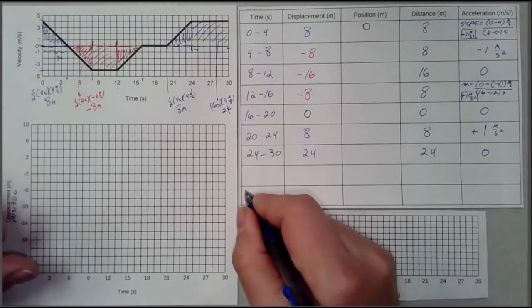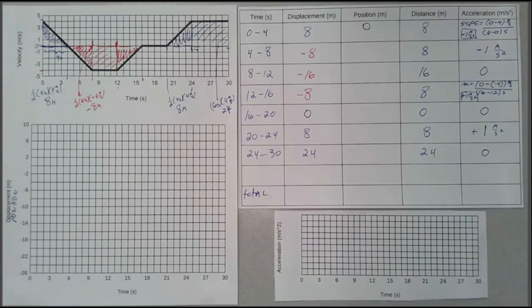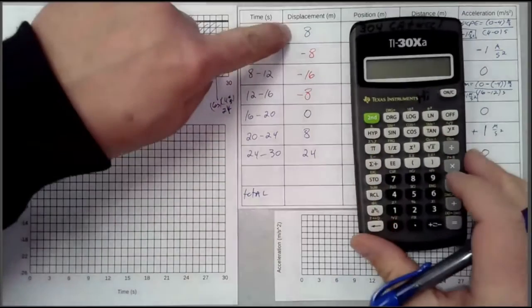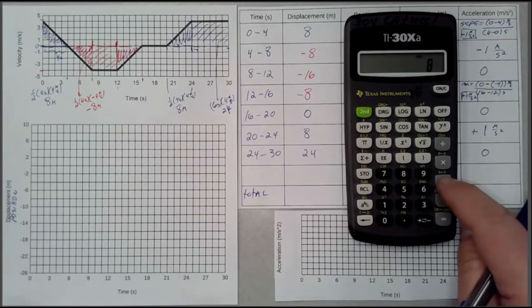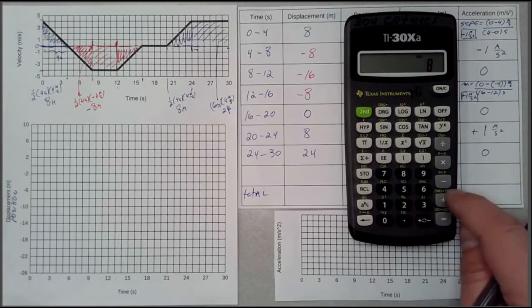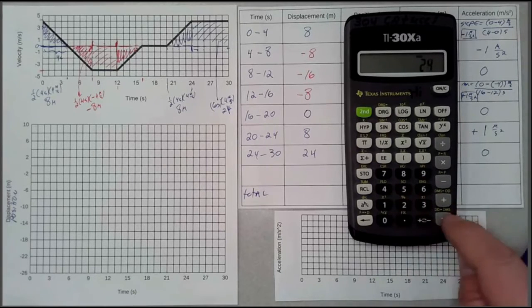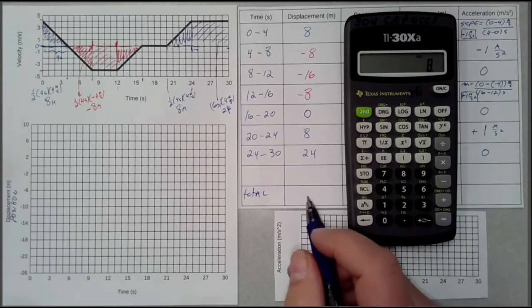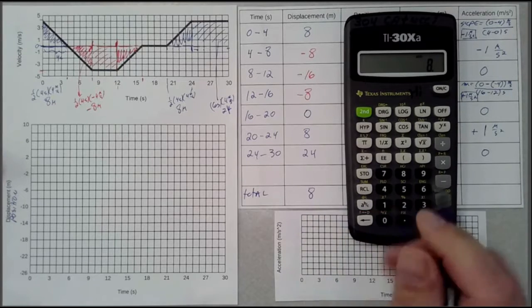All right, I can total some things up. When I add all my displacements together, right? I start with 8, minus 8, minus 16, minus 8, plus 0, plus 8, plus 24. My final total displacement is 8, okay?